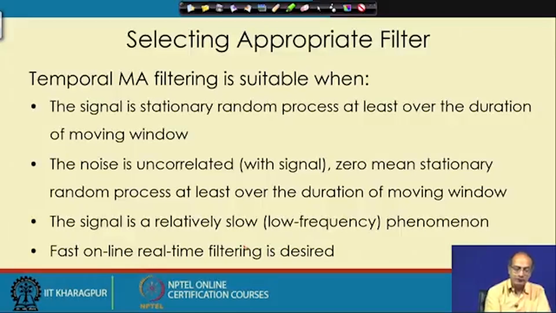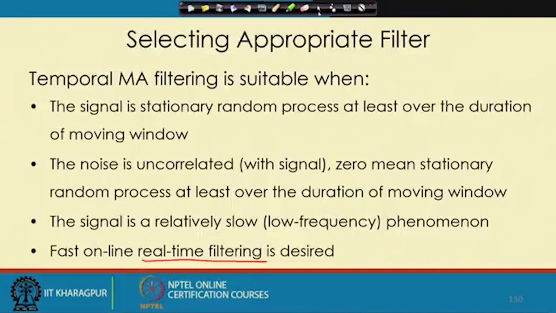And the main attraction of the MA filter is that it is for fast online real time filtering. When that is desirable, then the MA filter is very good, because it acts on the present data and a few past data. So the computation is low, and that way it is possible to filter the signal in real time.